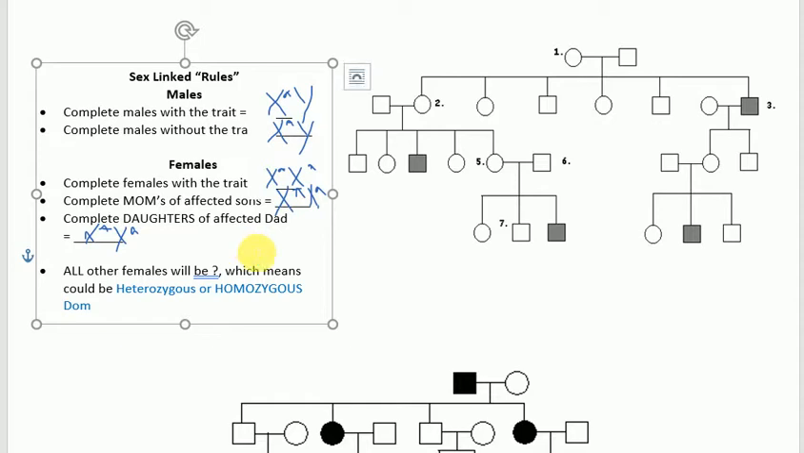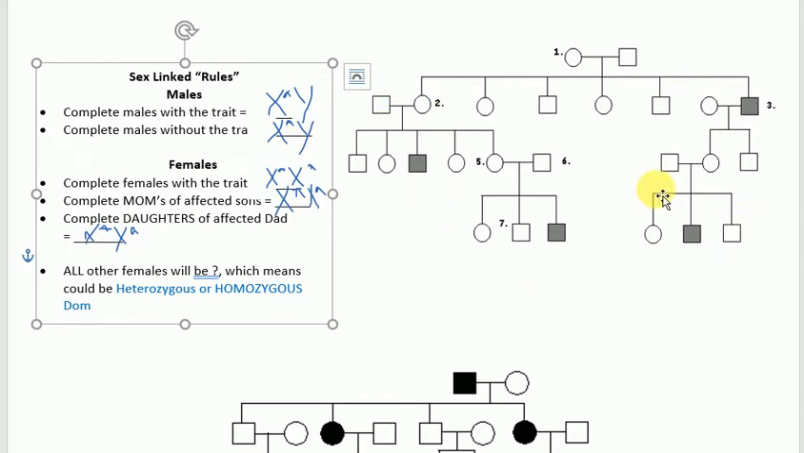Okay, so let's look here. Our rules that we are looking at, we know it's going to be sex-linked because I just put sex-linked rules over here, right? But how did we determine that? The first thing is, are there more males than females? And yes, all the people affected are males. So we know it's sex-linked.